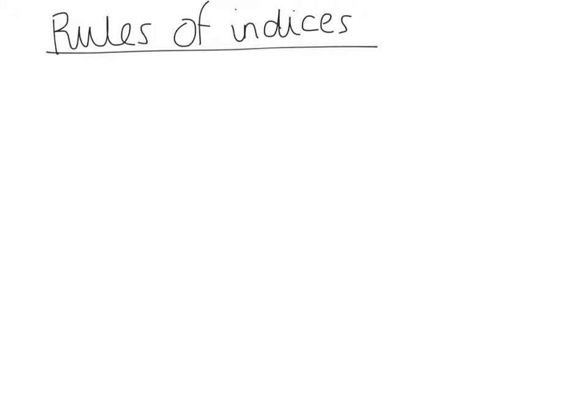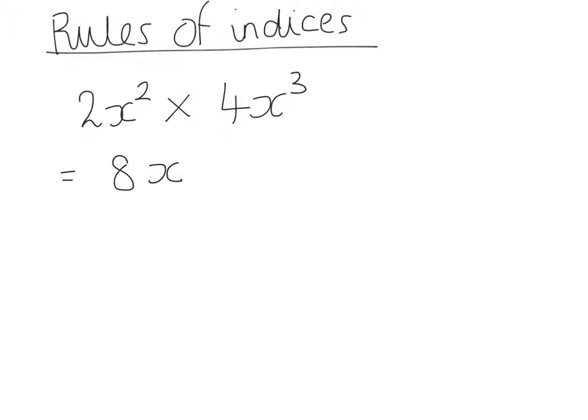Okay, question 5 is rules of indices. So remember, if you have, for example, 2x squared times 4x cubed, we treat the 2 and the 4 as we would do with any number and we multiply them together to get 8. We have the x, and the powers, when we're multiplying, are added. So we would do 2 plus 3. So the answer would be 8x to the power of 5.